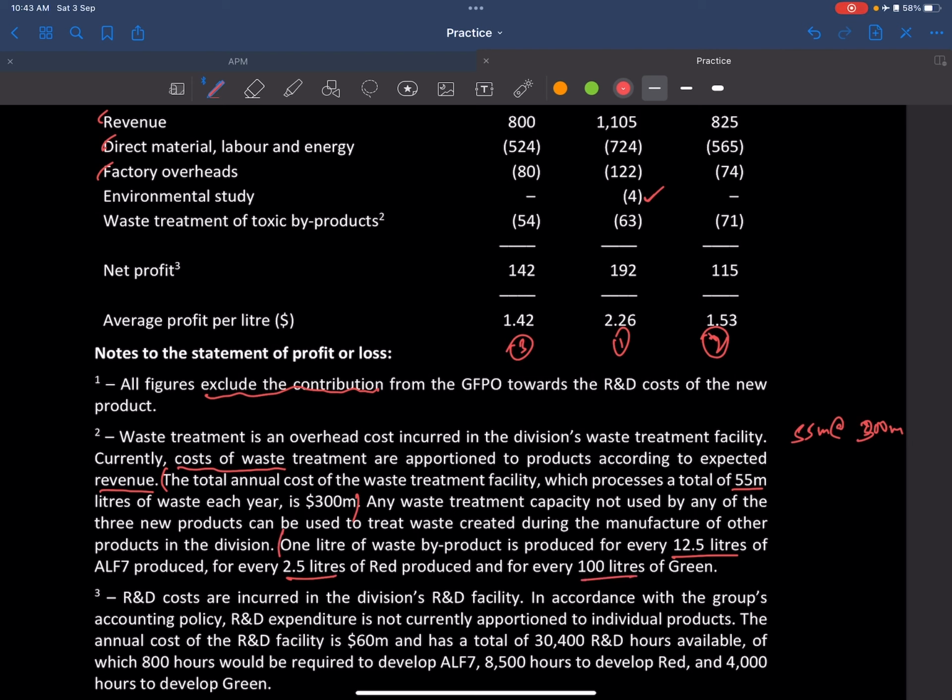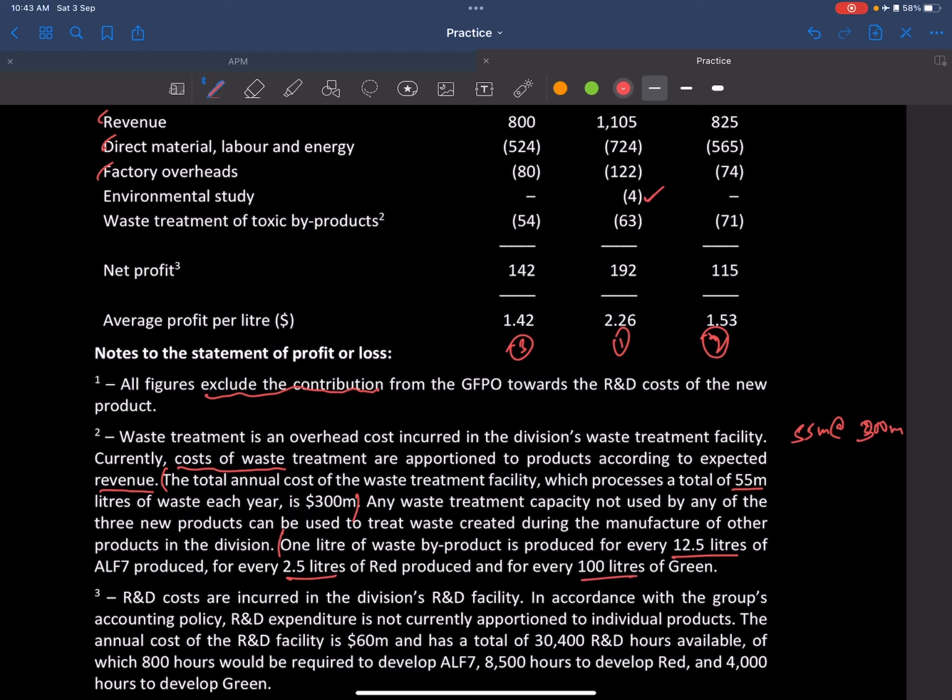right? So R&D has been incurred in the division. In accordance with the group accounting policy, R&D are not currently apportioned to individual product. The annual cost of R&D is 60 million, has a total of 30,400 R&D hours available, and basically of which 800 hours is for ALF, very less, right? Red has very less hours, and 4,000 is for green, right?